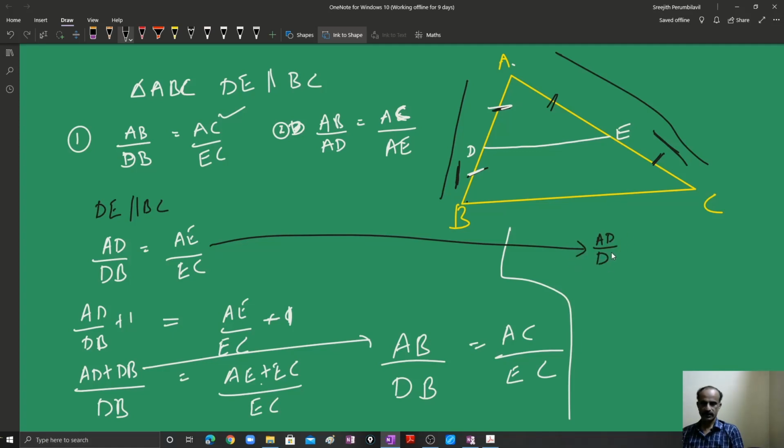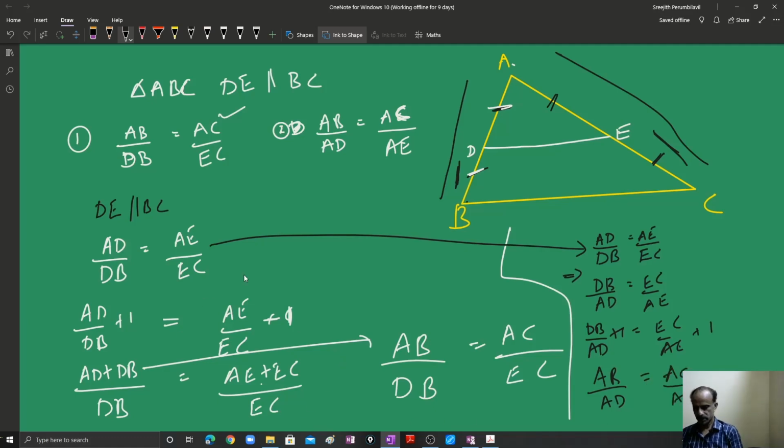AD divided by DB is equal to AE by EC. Okay, what about their reciprocals? Of course, their reciprocals are the same. DB by AD is equal to EC by AE. Adding 1 on both sides, DB by AD plus 1 is equal to EC by AE plus 1. That means DB plus AD, what is DB plus AD, the whole thing? That is AB divided by AD is equal to, similarly, AC divided by AE. Simple.